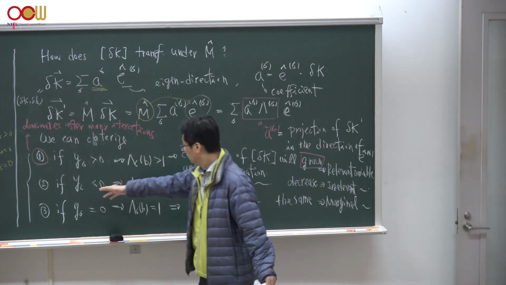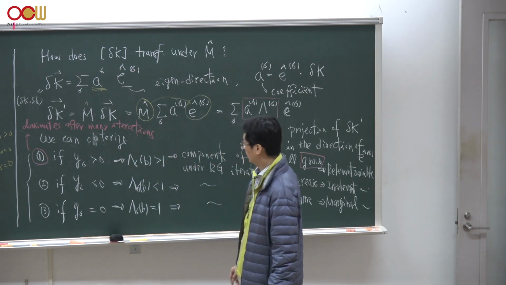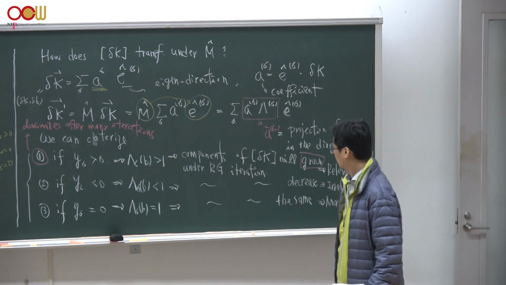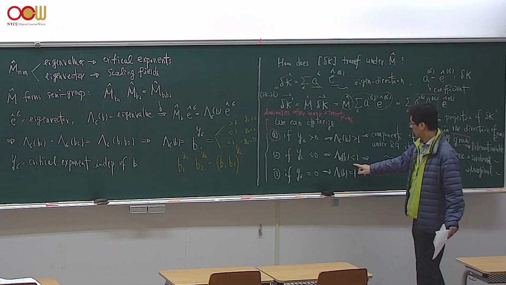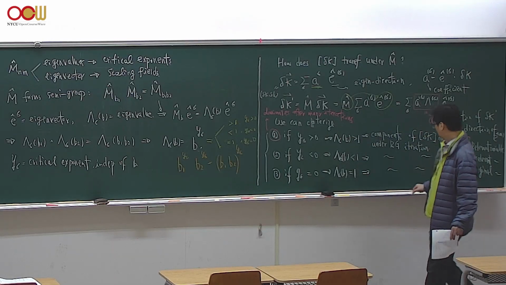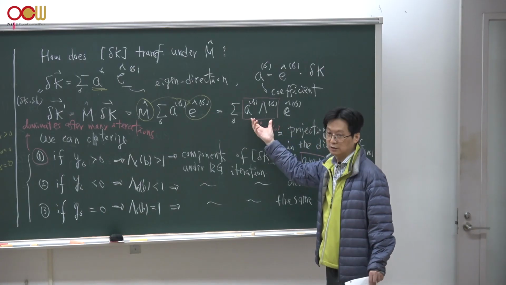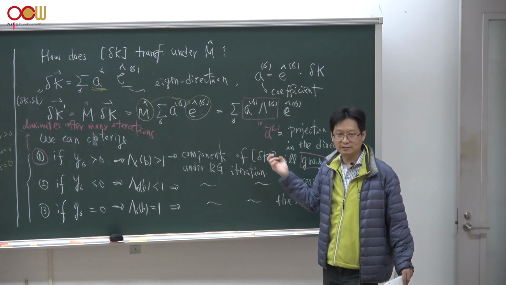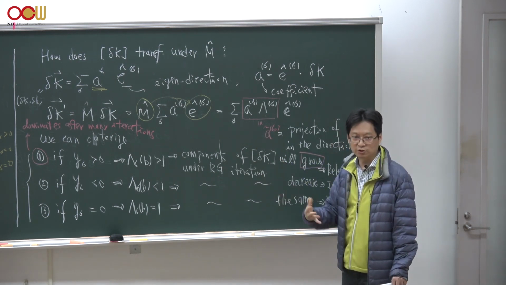And the second case is when y sigma is negative, which means that this eigenvalue lambda is less than 1. In that case, this coefficient shrinks, gets decreased under RG.